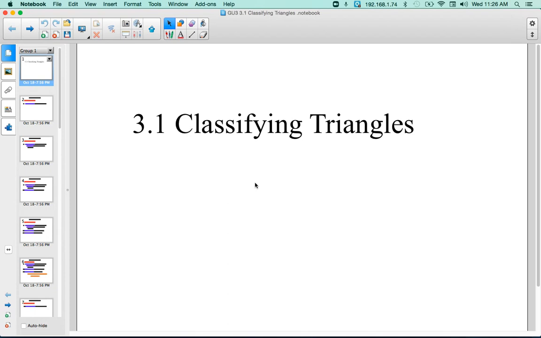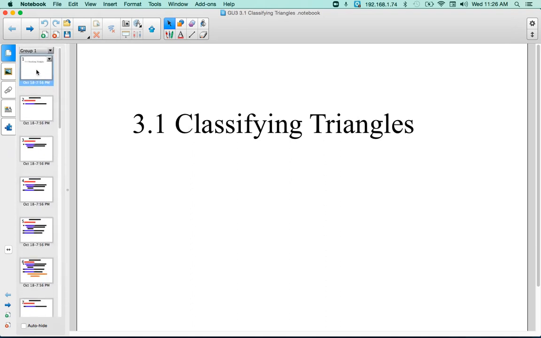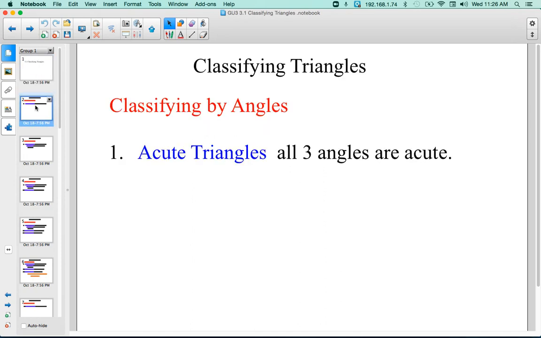Hello, this is the 3.1 classifying triangles objective. I've got about 22 slides to go through here, but some of them go pretty quick. We're going to go right into it. Classifying triangles. We can classify by angles, and there are a few different ways to classify by angles.